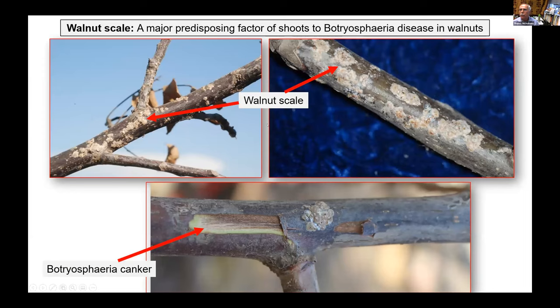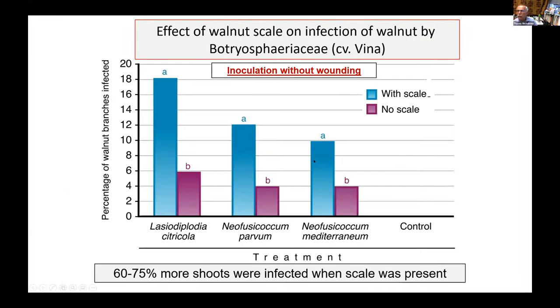The other thing that we have in walnuts is the walnut scale that predisposes the shoots to infection by Botryosphaeria. And we noticed that a lot of these shoots develop Botryosphaeria cankers. And we show this with artificial inoculations with no wounding when we inoculated shoots with walnut scale versus shoots with no scale. With these three Botryosphaeriaceae pathogens, we were able to get 60 to 70% more shoots with scale infected by these fungi and developing cankers than the shoots with no scale.